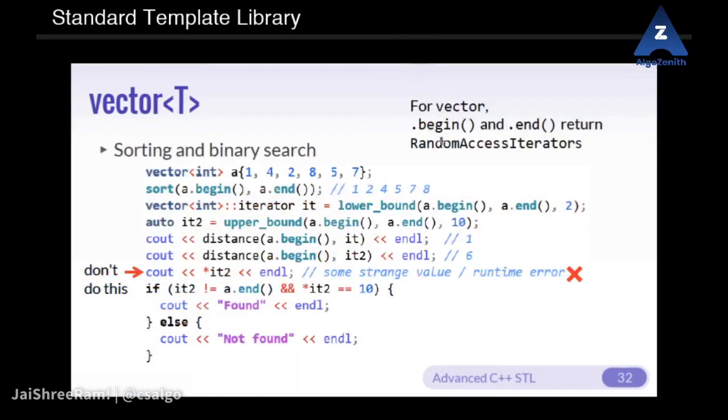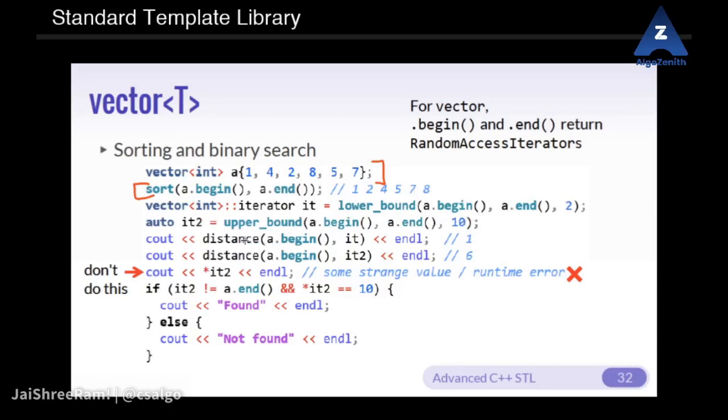Now for vectors, a.begin() and a.end() return the random access iterators for the first and the last+1 element, right? Now if we want to sort a particular array or vector, we just call sort(a.begin(), a.end()), so the first and last+1 are things that you pass and it gets sorted. Now there is a function called lower_bound which finds the position of the first element which is greater than or equal to 2. Upper_bound finds the first element which is greater than 10, the iterator to that position.